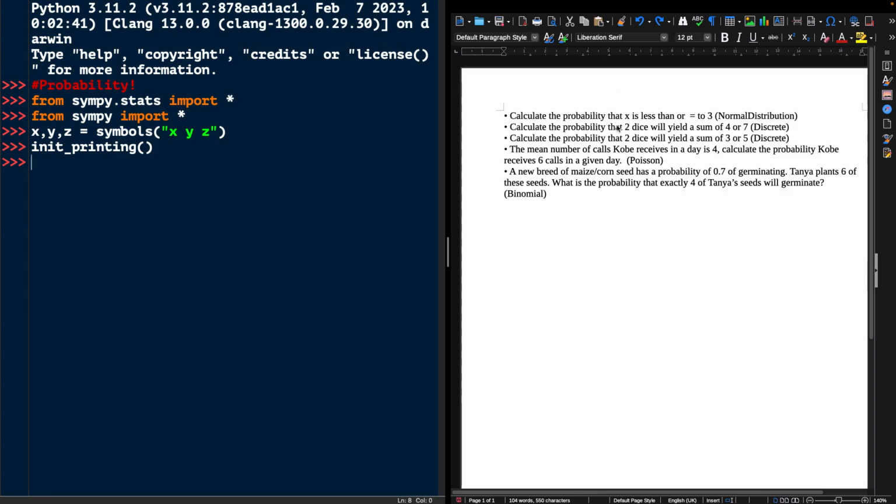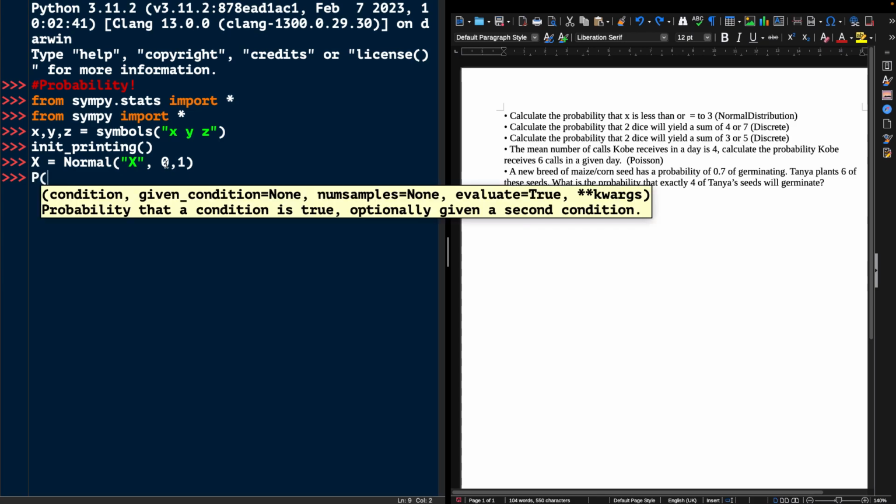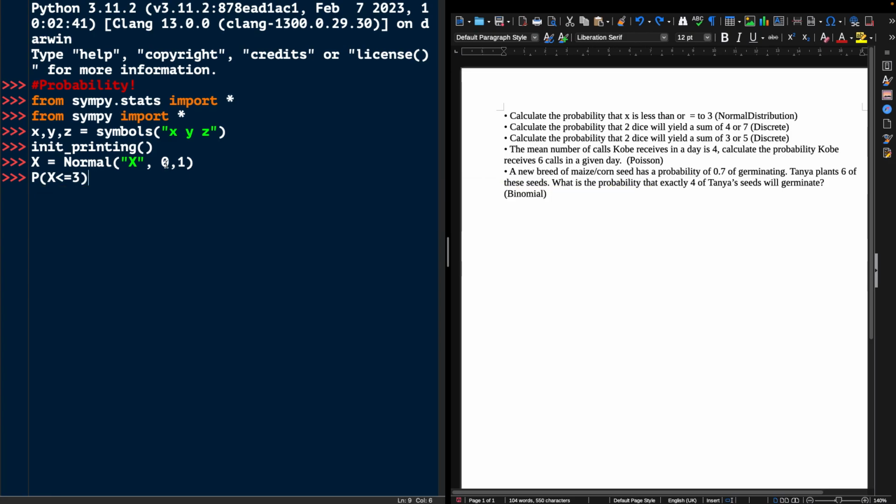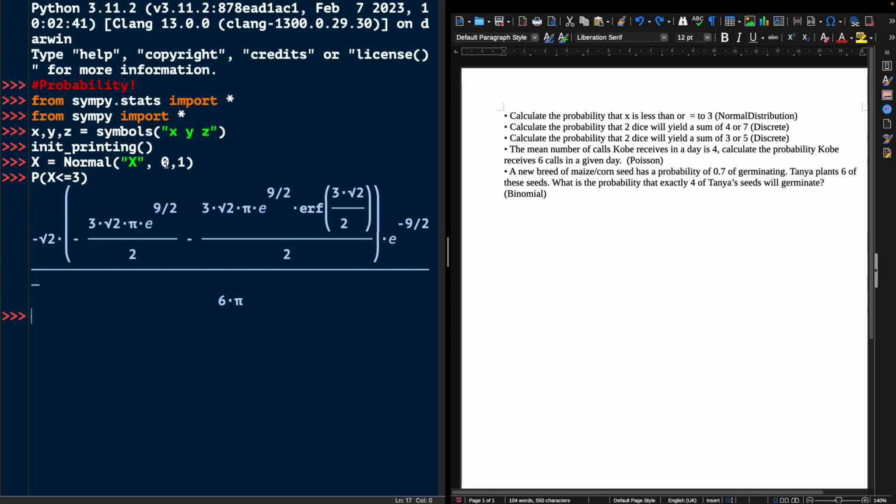So calculate the probability that x is less than or equal to 3. Okay, so x is equal to, right. So actually, hold on, sorry. It's normal there. And my mean is 0, my standard deviation is 1. Right, so probability that x is less than or equal to 3. Yeah, I'll get a symbolic answer, but I can actually get a numerical value, okay?